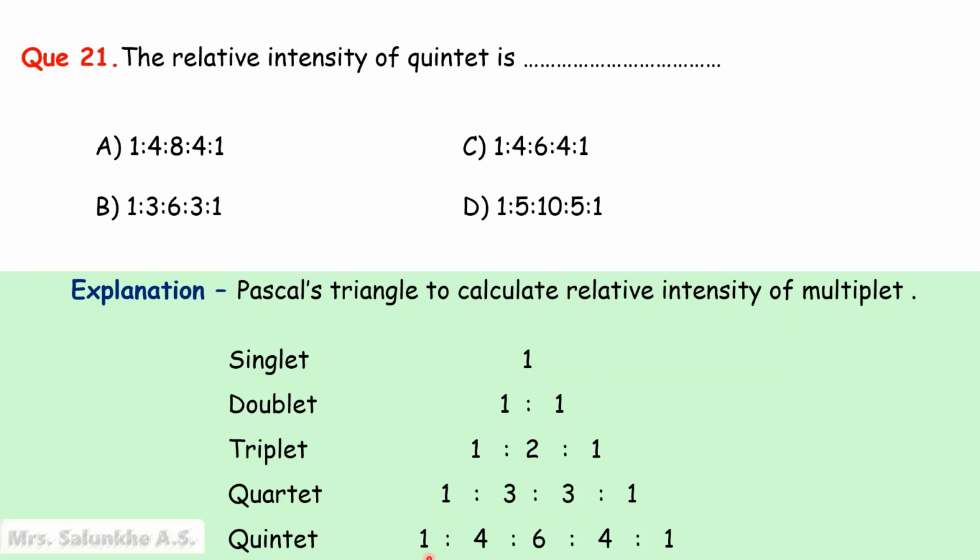Therefore, in case of a quintet, the relative intensity is 1 plus 3 is equal to 4, 3 plus 3 is equal to 6, 3 plus 1 is equal to 4, and the outsides are 1. Thus, for a quintet the relative intensity is 1 to 4 to 6 to 4 to 1, and the correct answer is C. These are the questions on NMR spectroscopy.